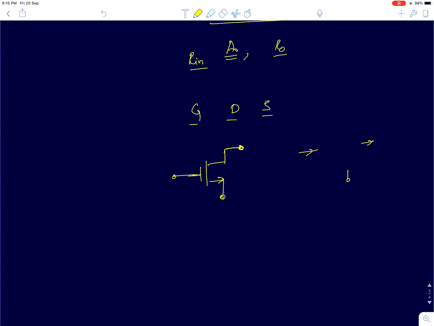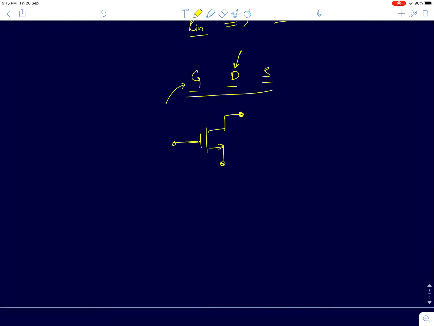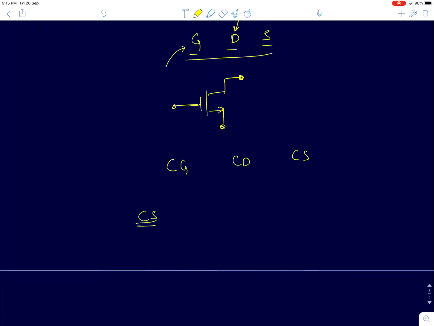Okay, so by that I can simply say that there are 6 possible configurations, out of which I have to eliminate the cases where I give input at the drain, and similarly where I take output at the gate. If I eliminate those, I'll be left with only 3 possibilities. The 3 possibilities are common gate, common drain, and common source. Now one of the most popularly used is the common source configuration.